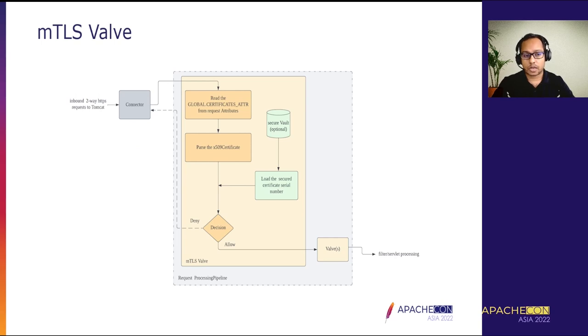The diagram here shows how the flow would be. As mentioned, two-way TLS would take place at the connector. The request is further passed to the valve in the pipeline. The valve would intercept the request and parse the X509 certificate attributes. The mTLS valve includes the logic to compare the certificate serial and distinguished name with the whitelisted set of values and will either allow or deny the request from the client.